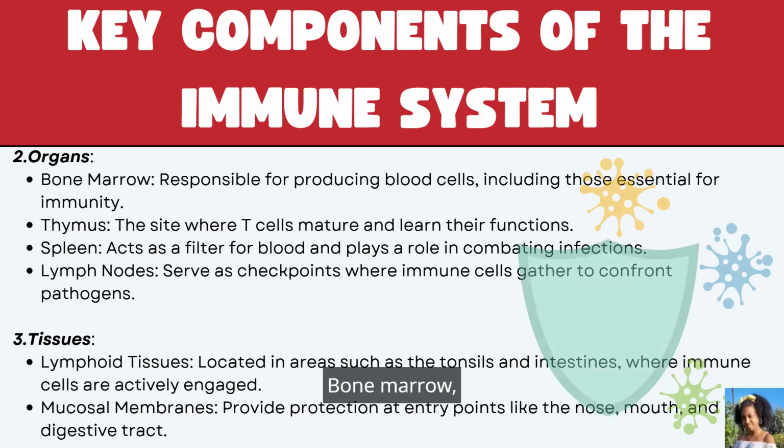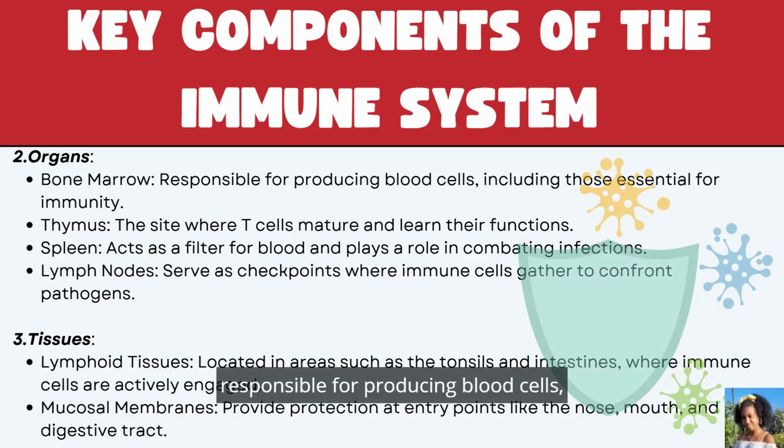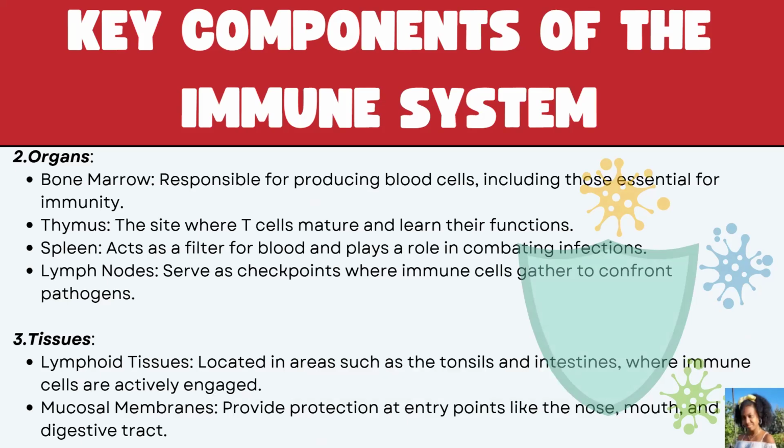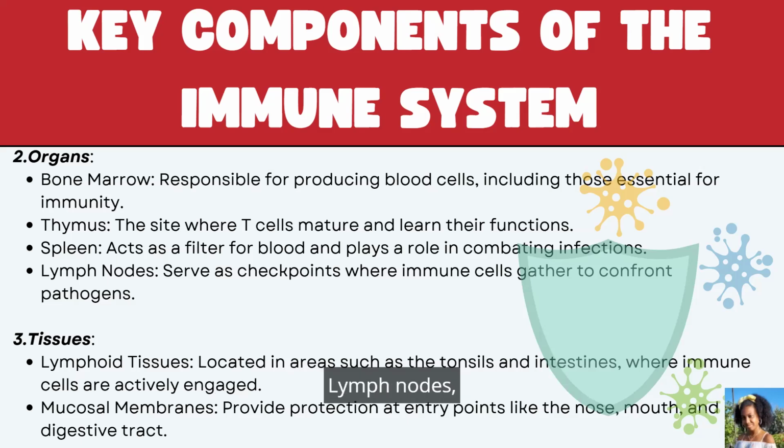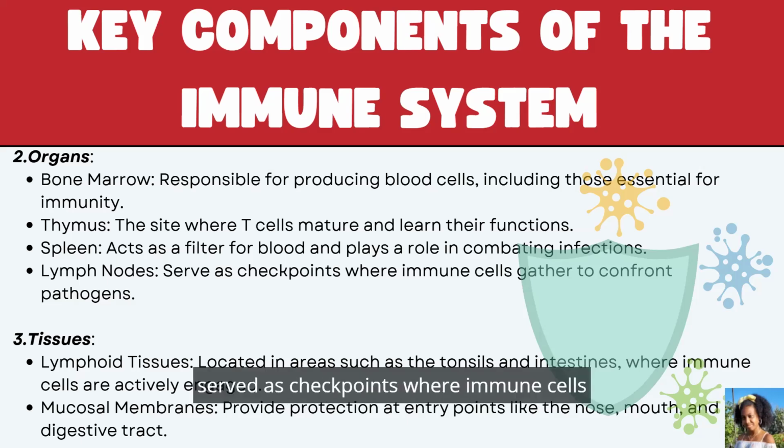2. Organs. Bone marrow, responsible for producing blood cells, including those essential for immunity. Thymus, the site where T cells mature and learn their functions. Spleen, which acts as a filter for blood and plays a role in combating infections. Lymph nodes serve as checkpoints where immune cells gather to confront pathogens.